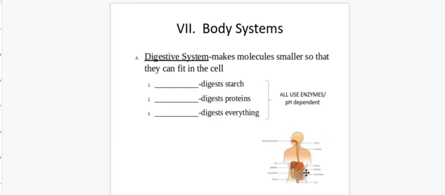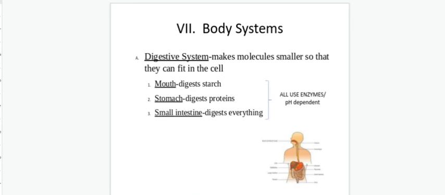You've got this long tube and everything's digested, and all the useful stuff is absorbed and brought to the cells. You have your mouth and your stomach and your small intestine, all of which have enzymes. They're all dependent on pH and have different pHs. Those enzymes all break down big things like starch and protein into little things like sugar and amino acids so they can fit in your cells.